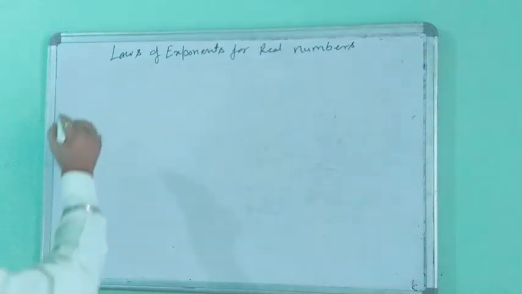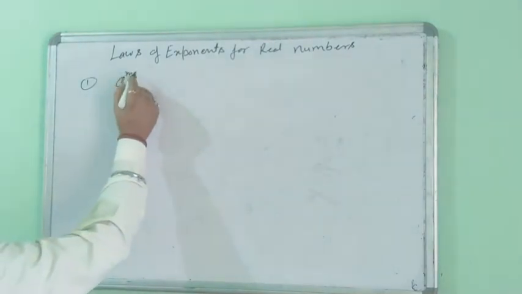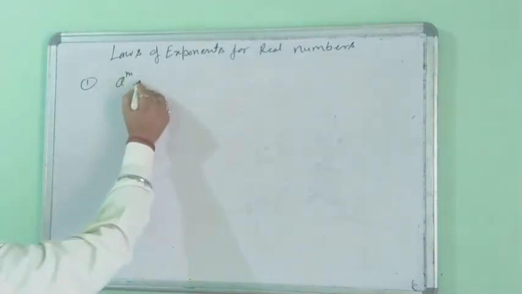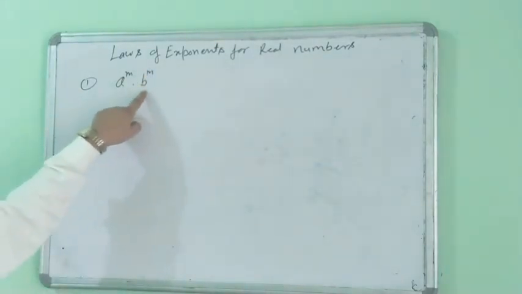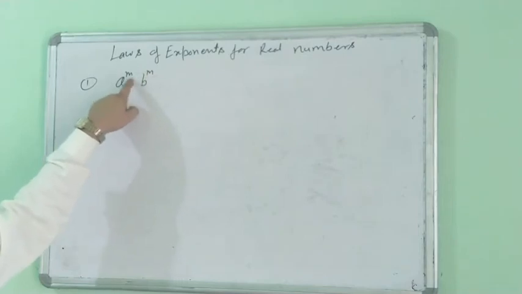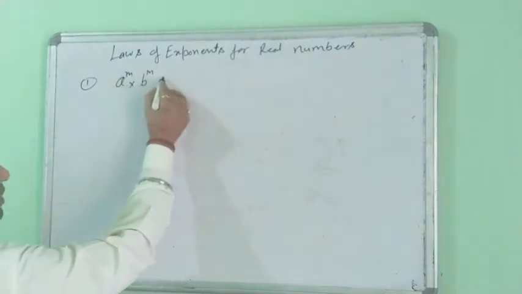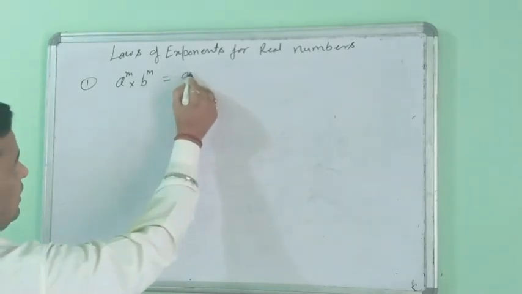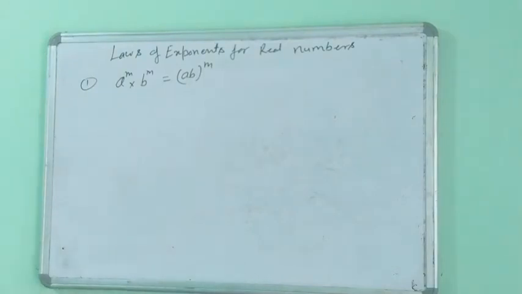Now the first rule here: suppose a exponent m dot product b exponent m, meaning the bases are different but the exponent here is the same. Exponent means power. And this is the multiplication form. So what result comes here? a into b whole power is m.